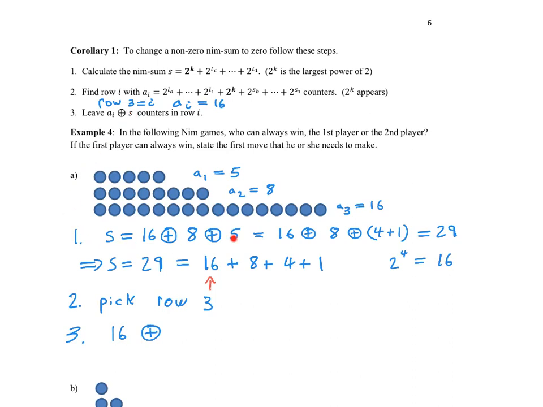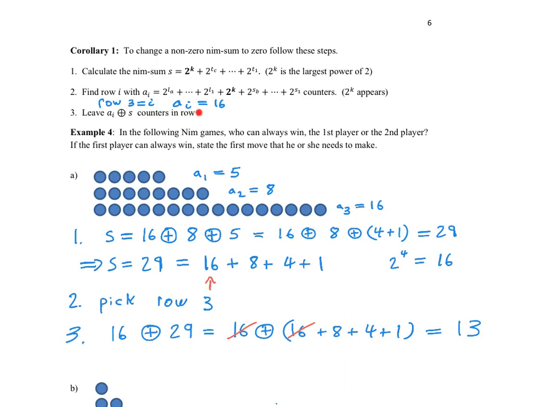Let's remember what S is. We calculated S to be 29. So 16 Nim Summed with 29. Need to write out our powers of 2. 16 is a power of 2, and then 29 is 16 plus 8 plus 4 plus 1. So our 16 cancels out, and we're left with 8 plus 4 plus 1. So our number is 13. Now let's remember, this is how many you leave in the last row, not how many you take. It says leave 13 counters in row 3.